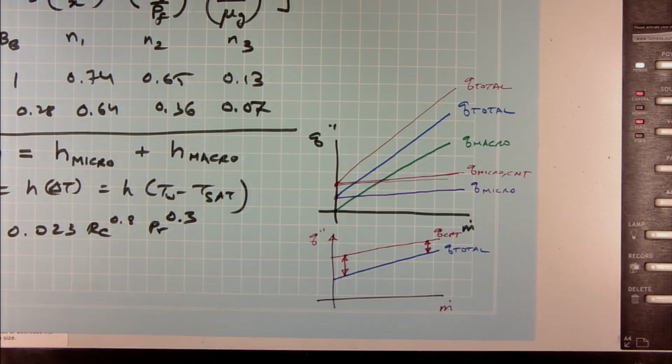And the only way you can explain this data is if Chen's correlation is valid. Does that make sense? Yeah.